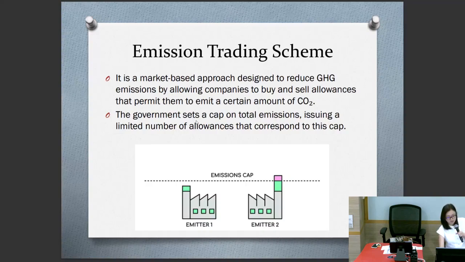So the government sets a cap on the total emissions. This year, maybe you are given 1,000. And then next year, the government wants to further reduce the carbon emissions, so maybe next year you are given only 950 allowances. It means the allowances distributed to every organization will be less and less. The government issues a limited number of allowances that correspond to this cap.